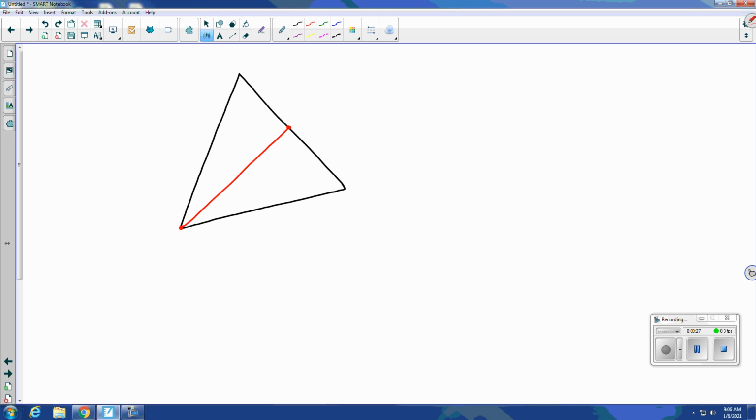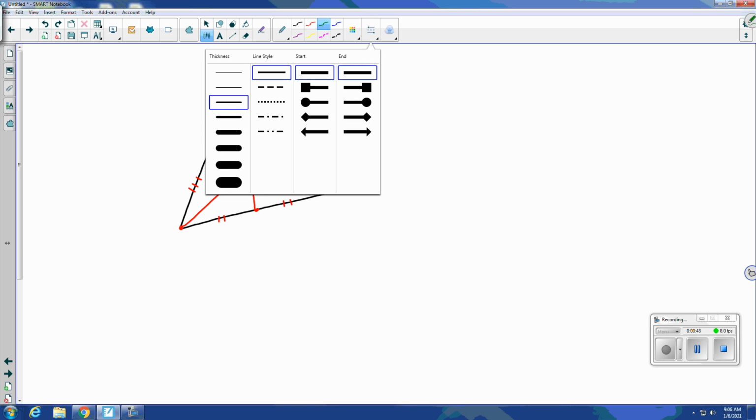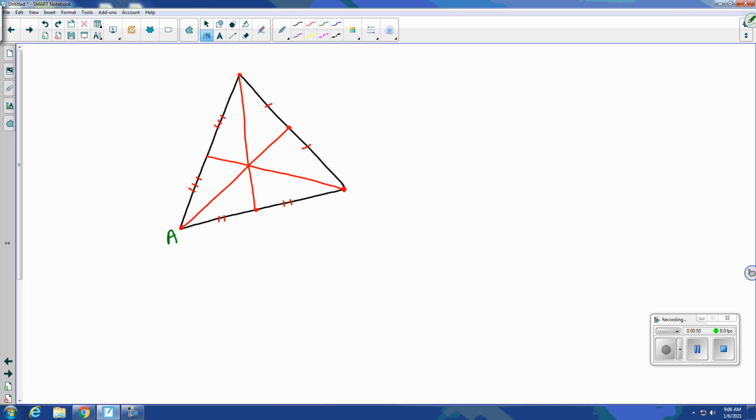There are 3 medians to every triangle, and you'll notice that they all intersect in the same point, or at the same spot. That location is what is referred to as the centroid. So we'll draw these tick marks to indicate that those points are midpoints, and we'll label some of the locations that are created, like the vertex, the midpoints, and the centroid itself. So our centroid is this point G.